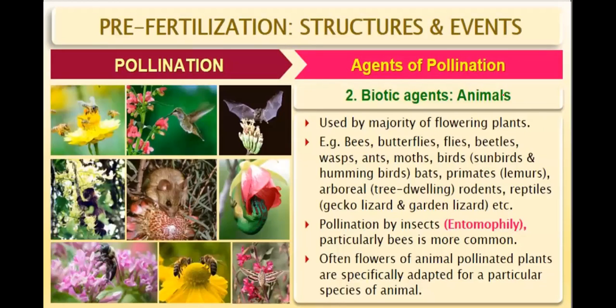Now, biotic agents are animals used by the majority of flowering plants, for example bees, butterflies, flies, beetles, wasps, ants, moths, birds, sunbirds, hummingbirds, bats, primates, lemurs, arboreal tree-dwelling rodents, and reptiles like gecko lizards and garden lizards. These are the various animals which facilitate pollination. Pollination by insects is called entomophily. Bees are particularly the most common. Often flowers of animal pollinated plants are specifically adapted for a particular species of animal.